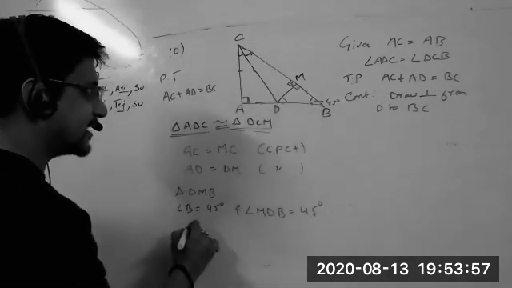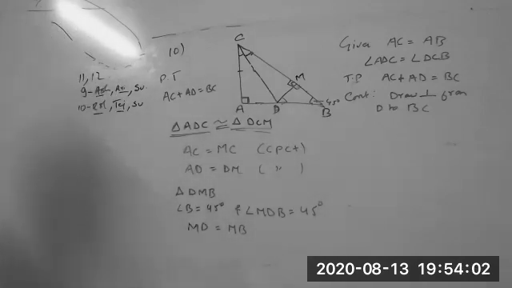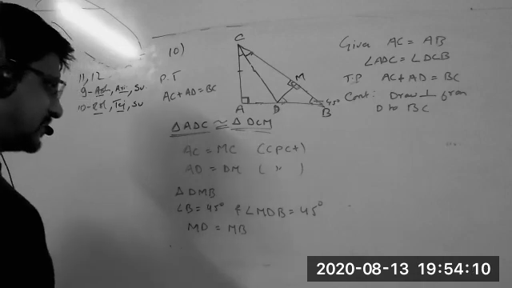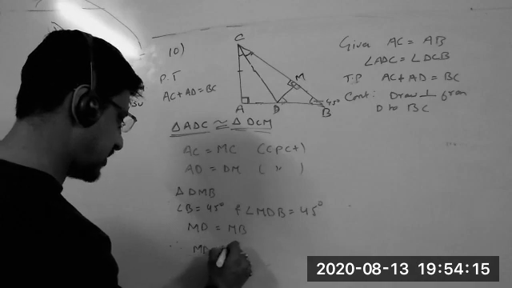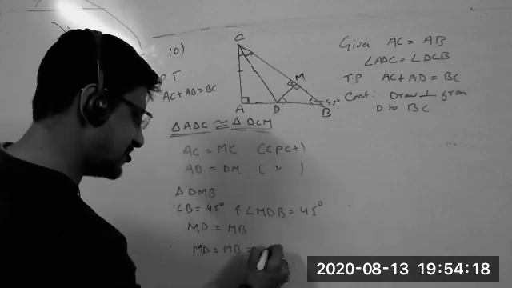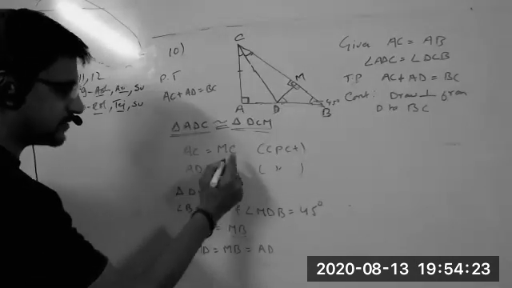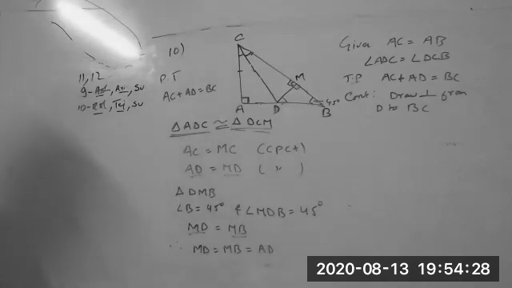So can we say that MD is equal to MB? Yes. Therefore, we can say MD equals MB equals AD. This is equal to this, and this is MD, you write anything MD. This is equal to AC, therefore this is equal to this. I have written it here.